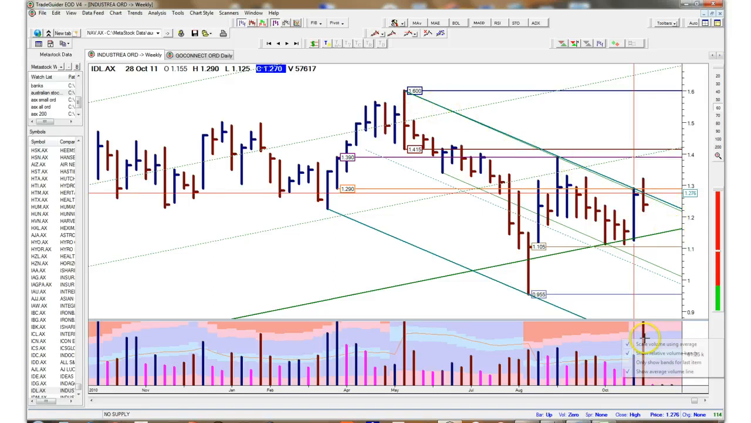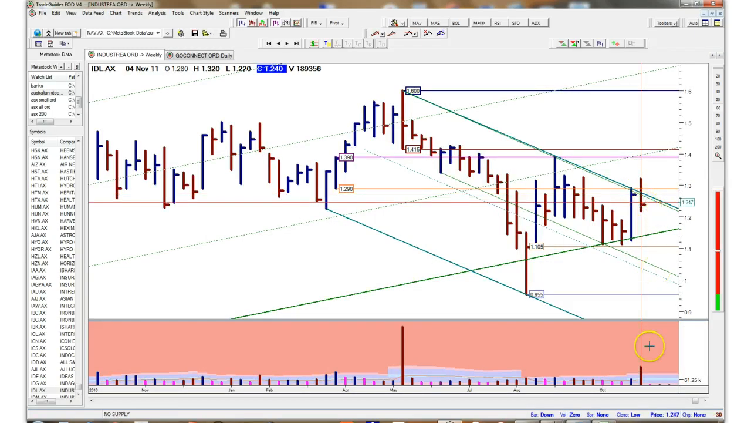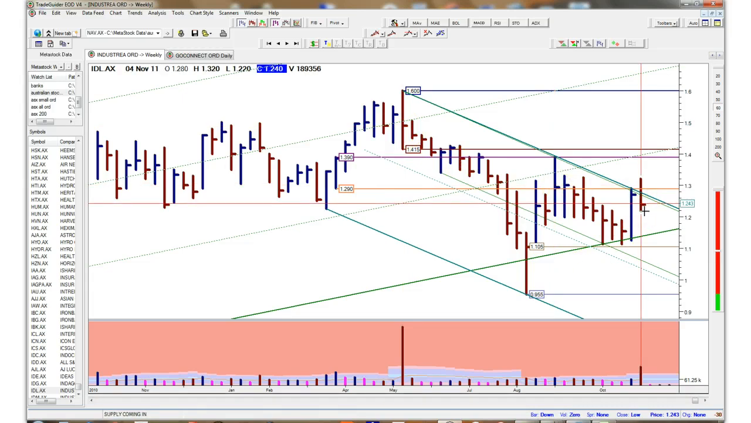And now we have a problem this week because we've had high volume kick in and we've upthrust before closing lower. So it's high volume. It's a down bar though, so we'll have to see what happens. We're at the top of the channel and we're getting supply. We've got supply coming in there, we've got supply coming in here, and we've got supply coming in this week at the top of the channel.